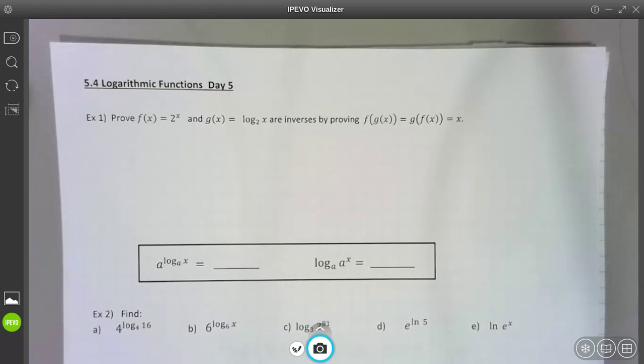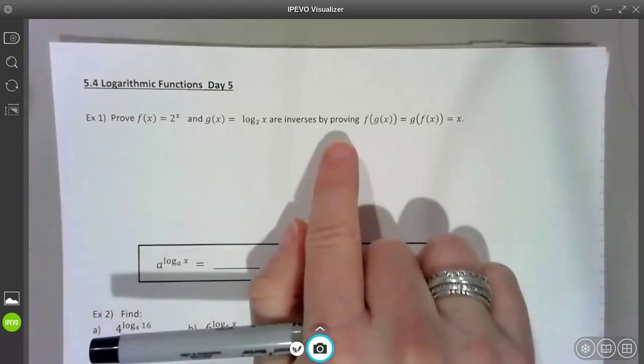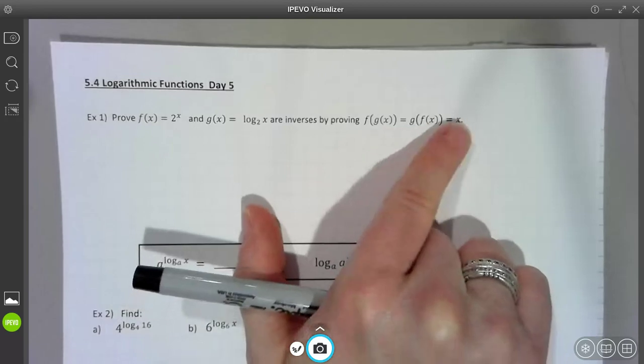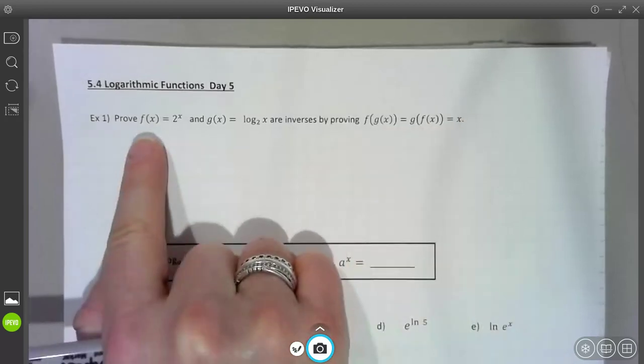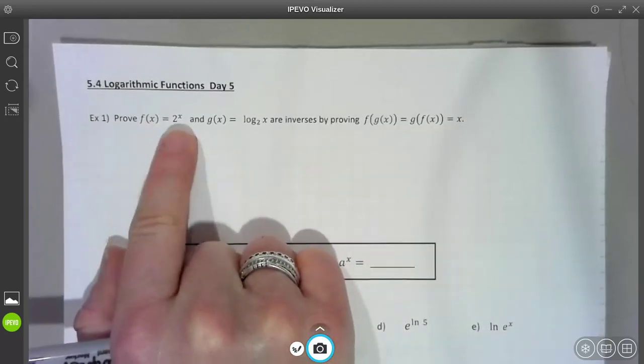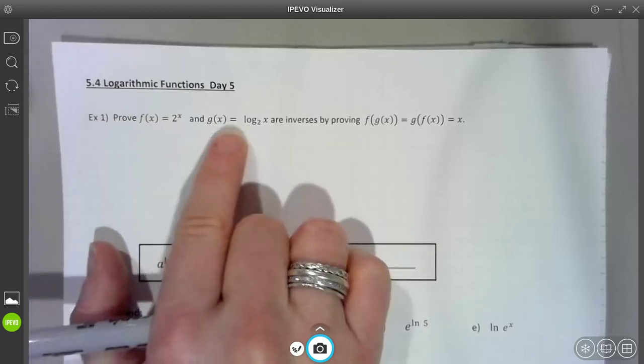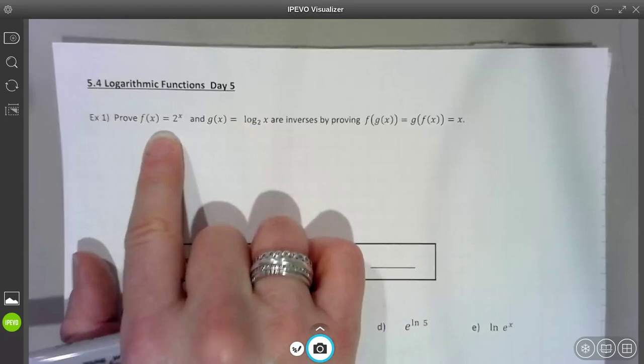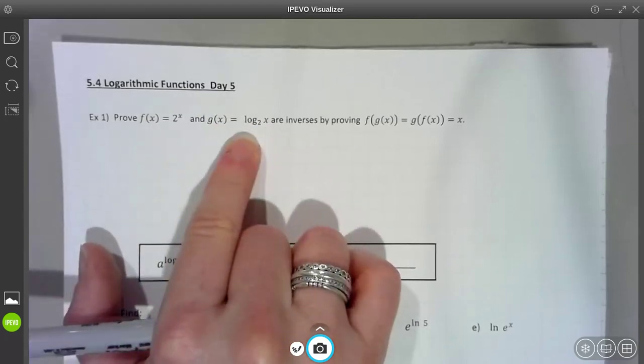function is really undoing another function, and it's proving that their compositions both cancel each other out and leave you with x. So let's look at an exponential function, f of x equals 2 to the x, and g of x equals log base 2 of x. So you have a base 2 exponential function, and then you have a base 2 logarithmic function.